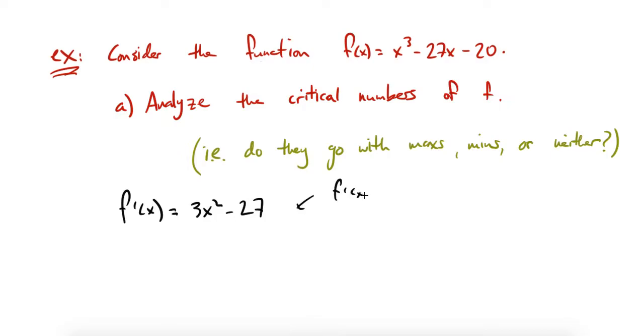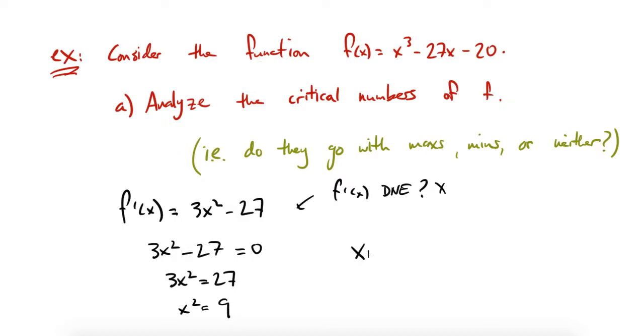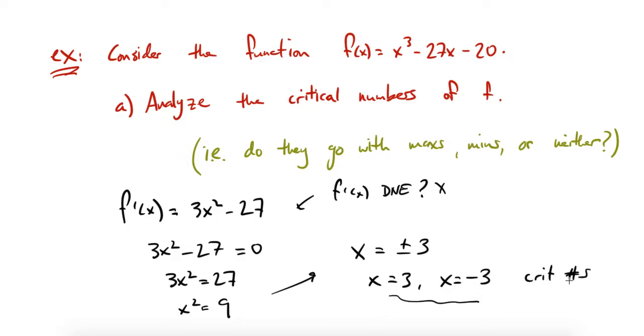Is the first derivative ever undefined? No, not in this case because it's a polynomial. So instead what we're going to do is take it and set it equal to 0, because remember critical numbers are where the first derivative is 0 or undefined. Then to solve this, I'll move my 27. x squared is 9. So x then is going to be positive or negative 3. So x equals 3. x equals negative 3. These are my critical numbers. Okay, so far so good.